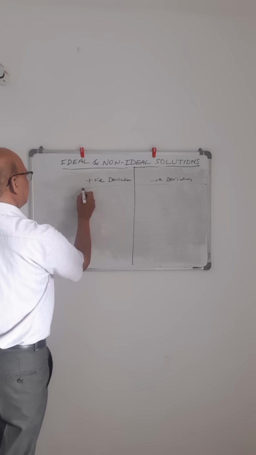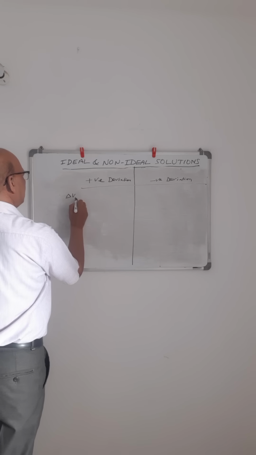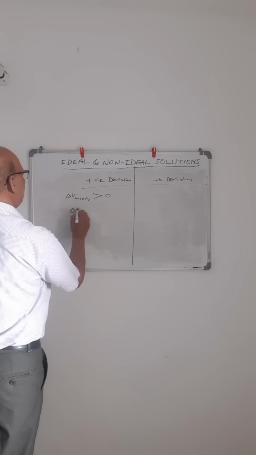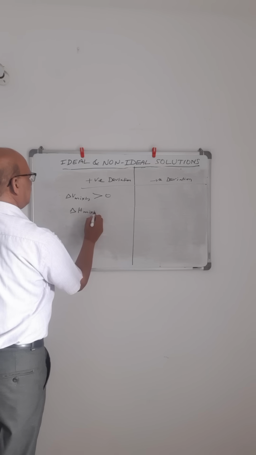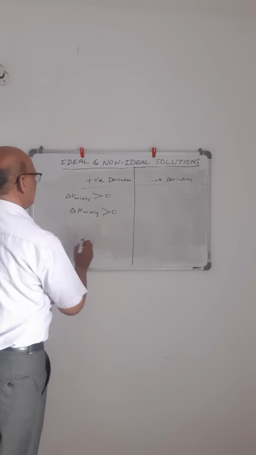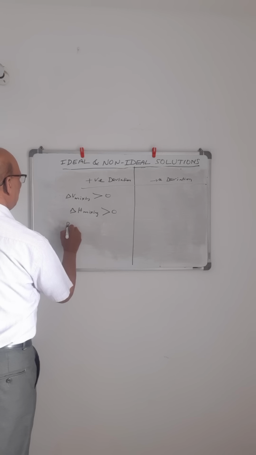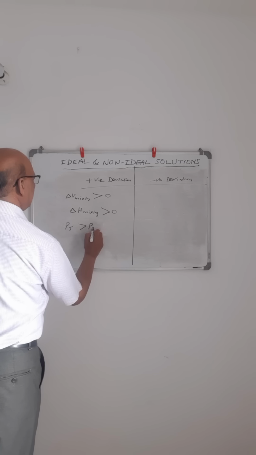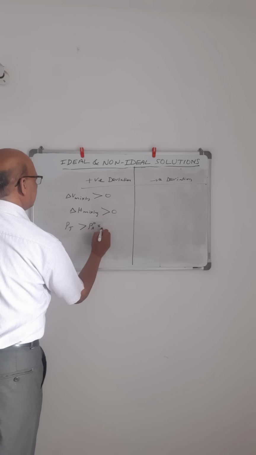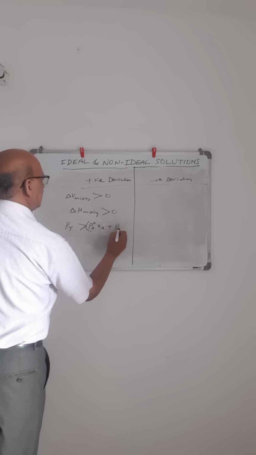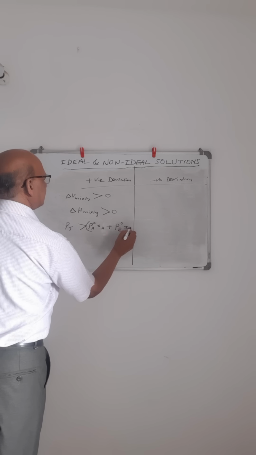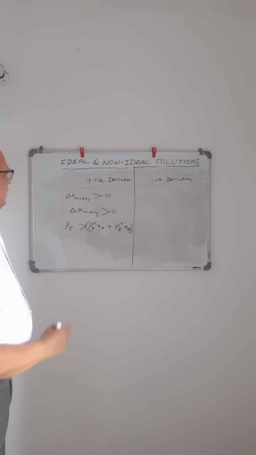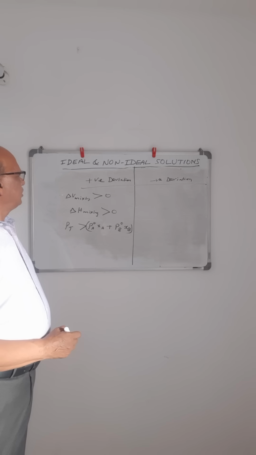Now see, what are the various conditions to show positive deviation. For showing positive deviation, your delta V mixing has to be greater than 0. Delta H mixing, that is enthalpy change on mixing, has to be greater than 0. Your observed pressure P total has to be greater than that predicted by Raoult's law, that is PA naught XA plus PB naught XB. So these are the three conditions that are to be satisfied by solutions showing positive deviation.